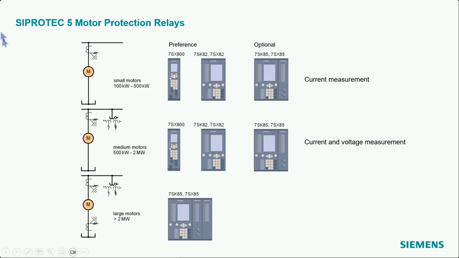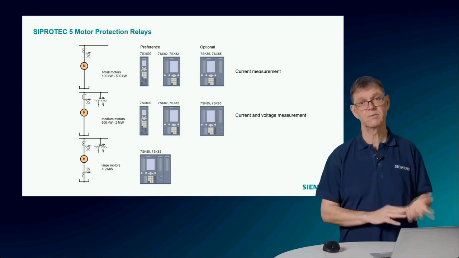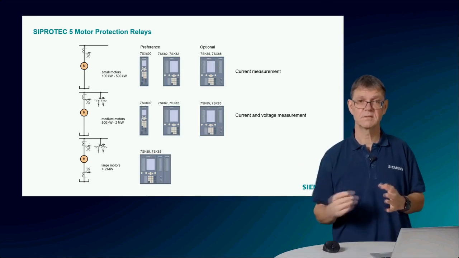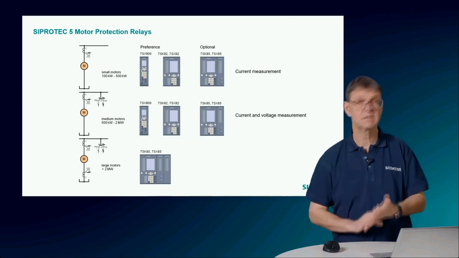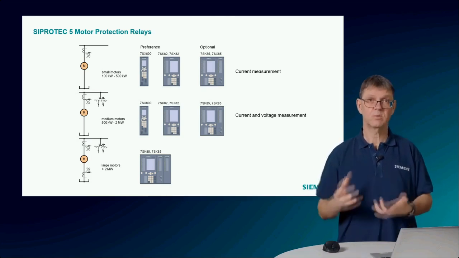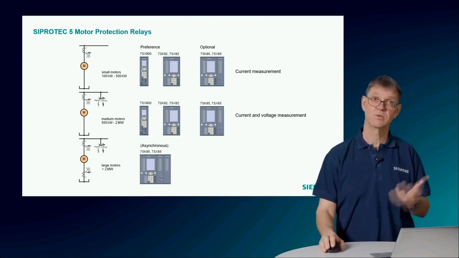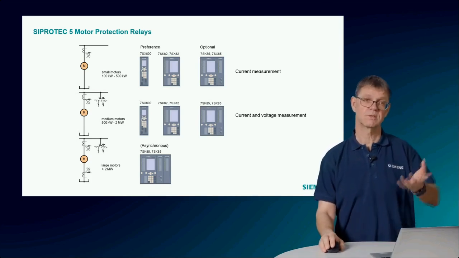So you see we have here a second current transformer for the differential protection. Here, however, we cannot use the 7SX800 and the 82 relays because they have just one current transformer input. Here we need to go for the modular devices SK85 or 7SX85 so that we can add one more current transformer and make the differential protection. So for the asynchronous motors, it's those relays.